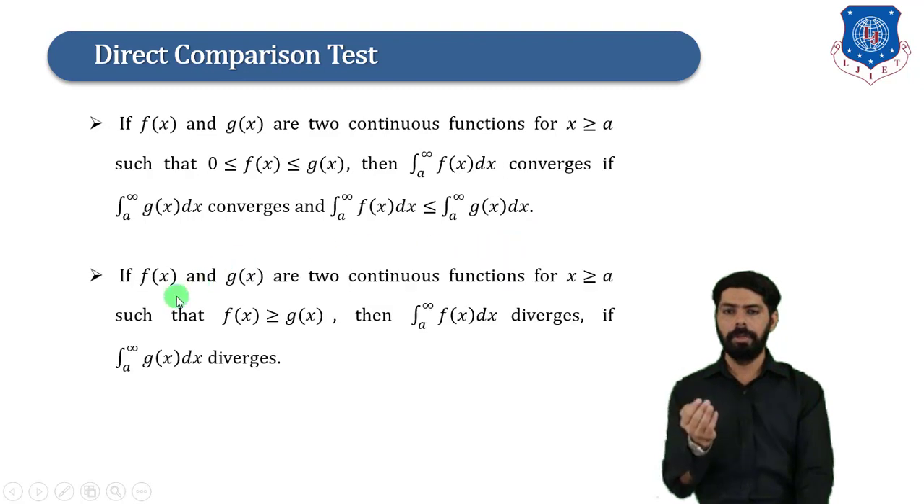Now, if f(x) and g(x) are two continuous functions for x greater than or equal to a, such that f(x) ≥ g(x), then the integral from a to infinity of f(x) dx diverges if the integral from a to infinity of g(x) dx diverges. Therefore, we can say that the integral of f(x) dx will be divergent if the integral of g(x) dx is divergent.